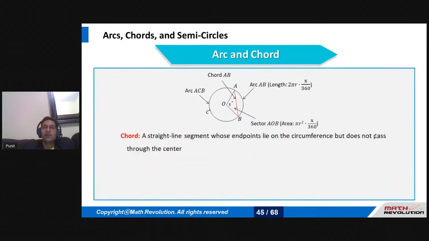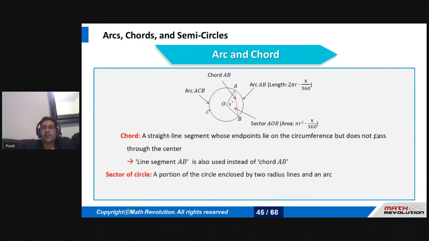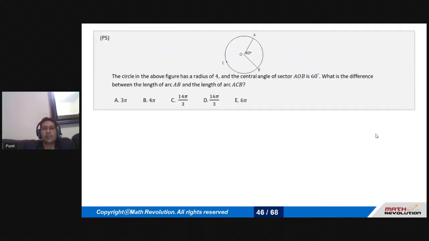When we talk about the sector, it's always x over 360 times pi r squared, because that's the area that we pull out. So the only difference between the length of arc and the area of sector is that the area is multiplied by central angle over 360, and the length of arc is circumference times central angle over 360. Let's talk about one of the questions.